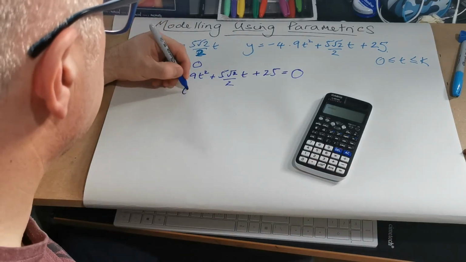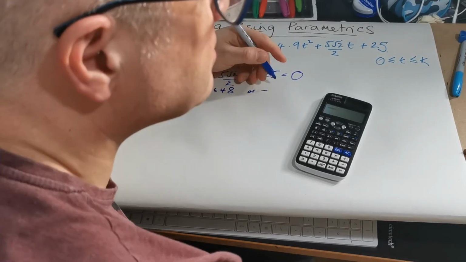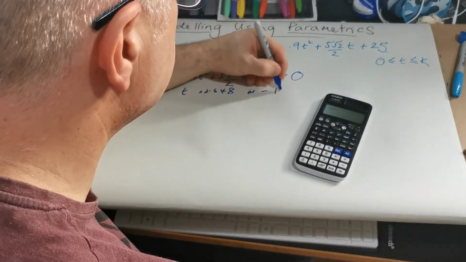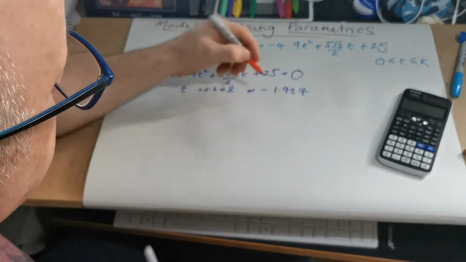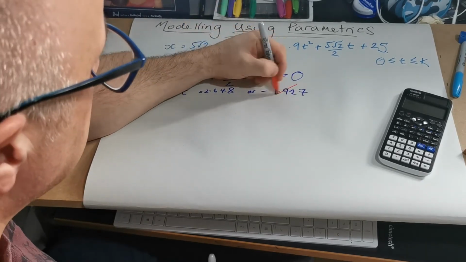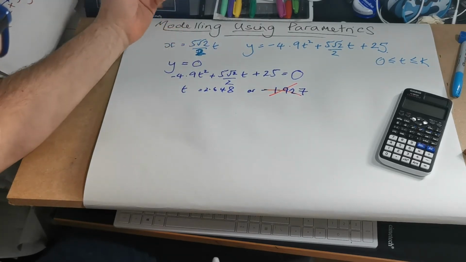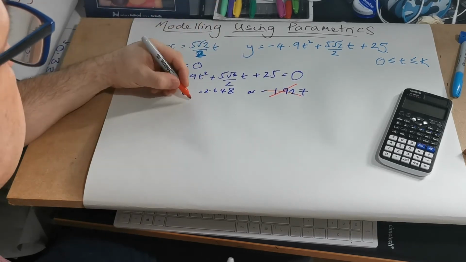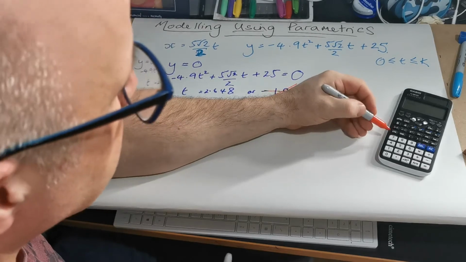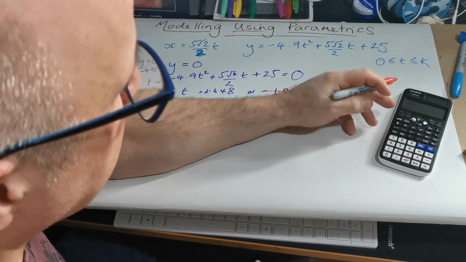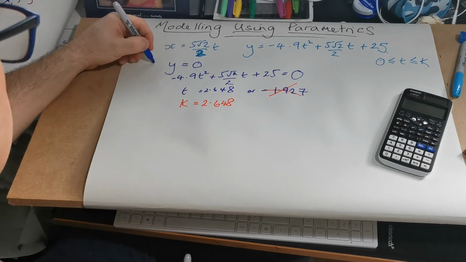And I got 2 answers. One answer for t was 2.648, and the other answer was minus 1.927. Well, this one here is a time in the past, so that's before we even started, so that's not valid at all. So this must mean that at time 2.648 seconds, this stone that was thrown hit the ground. So that would mean that k is equal to 2.648. And I would store that, going STO, and then pick one of these letters. So I'd put STOA, and that will store that in memory A. So that's the answer to question A.